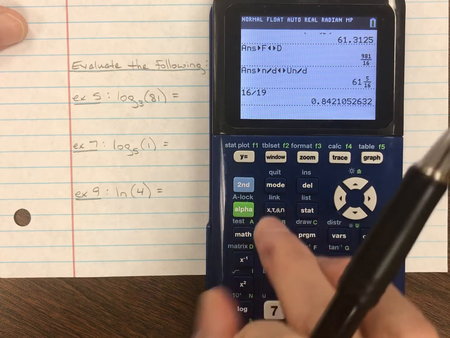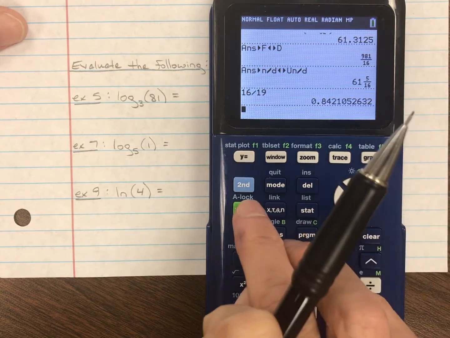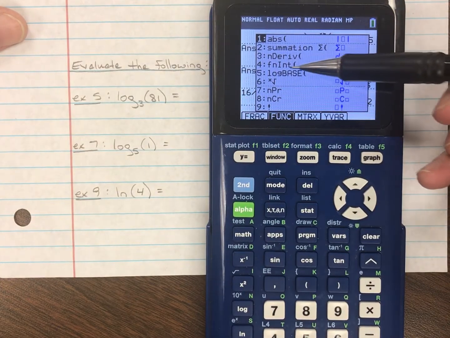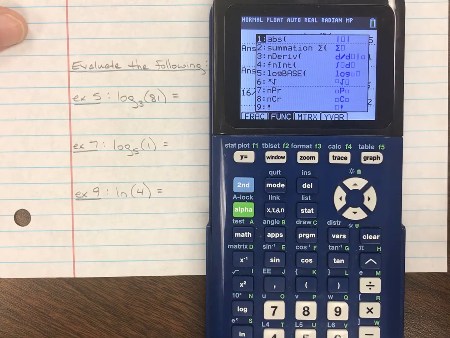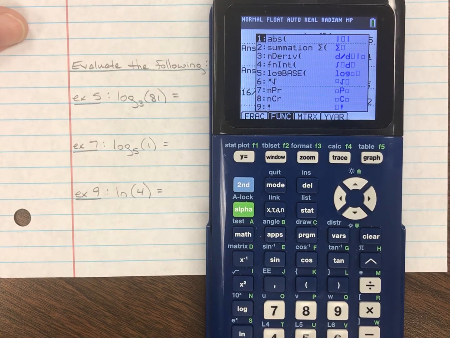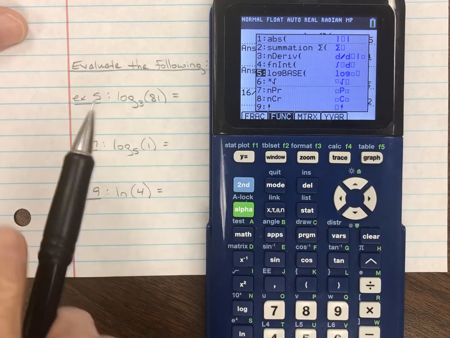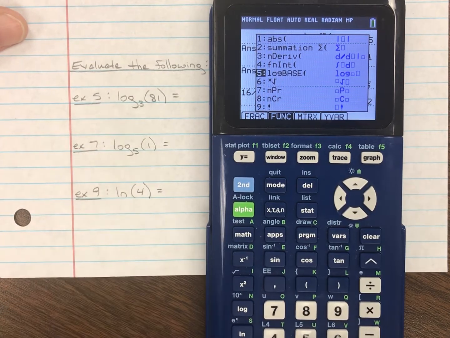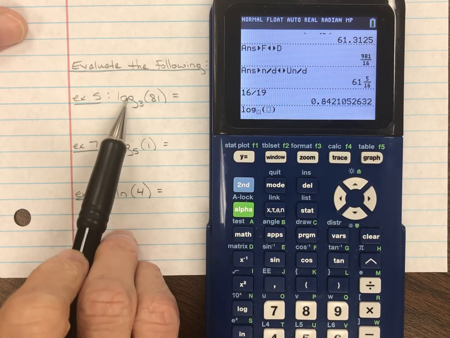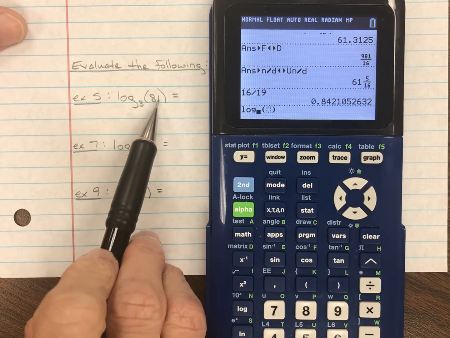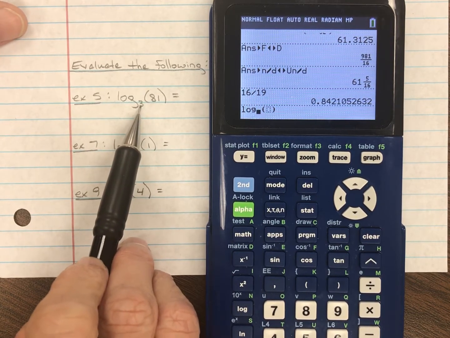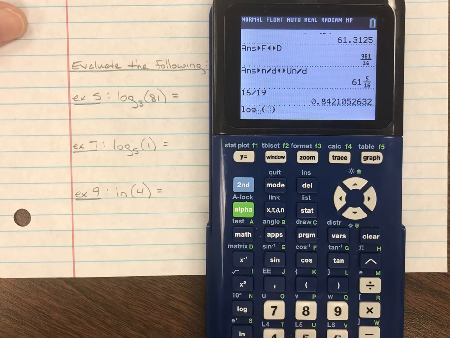If you go into one of your sub-menus, it's the green button and then F2. On my calculator, you'll see number 5 coming down here. I can put in any log base I want. So I'm going to choose number 5 because this has a base of 3. I'll press enter. And now I can calculate what is the log base 3 of 81. In other words, how many times must I multiply 3 to get 81?